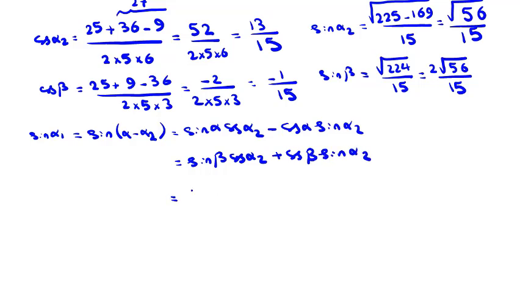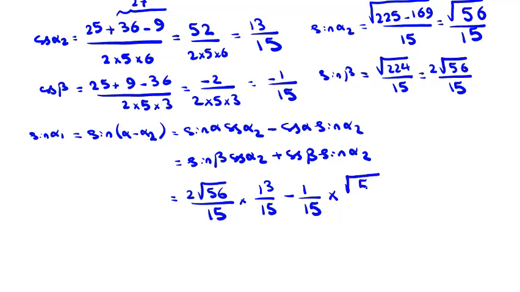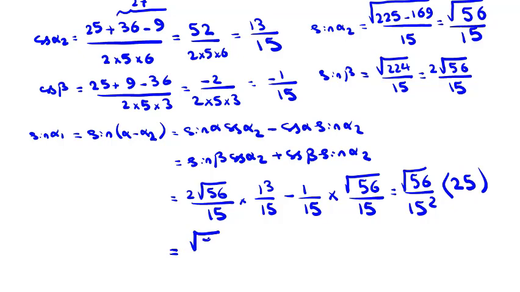Now we replace. Sine beta will be 2 root 56 over 15. Cos alpha 2 is what? 13 over 15. Plus cos beta sine alpha 2. Cos beta will be negative 1 over 15 times sine alpha 2, which will be root 56 over 15. Now, if you factor out root 56 over 15 squared, it will be what? 2 times 13, 26, minus 1, 25. If we simplify, it will be root 56 over 3 squared, 5 squared. We cancel 5 squared. It will be 3 squared, which is 9.